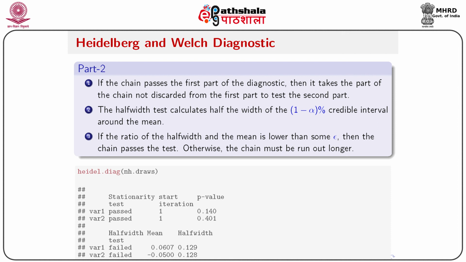So here is the heidel.diag function; the MH draws object can be passed through it, and that will give you the test p-values. The p-value is 0.407, 0.57. So it is showing that stationarity is accepted, but for the variable, the half-width test on the mean has failed.